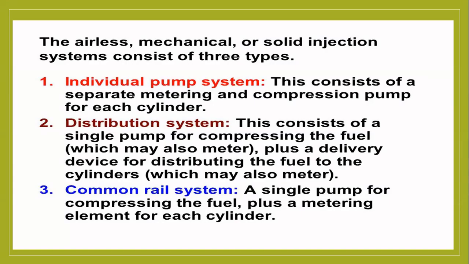The distribution system consists of a single pump compressing the fuel while rotating. Common rail: a single pump for compressing the fuel plus a metering element for each cylinder. A single pump will control all the 4 cylinders. In the first one, every cylinder has a separate piston and bore, controlled separately. Here one piston-like element is there, and it is rotating. It will contribute to all 4 cylinders.